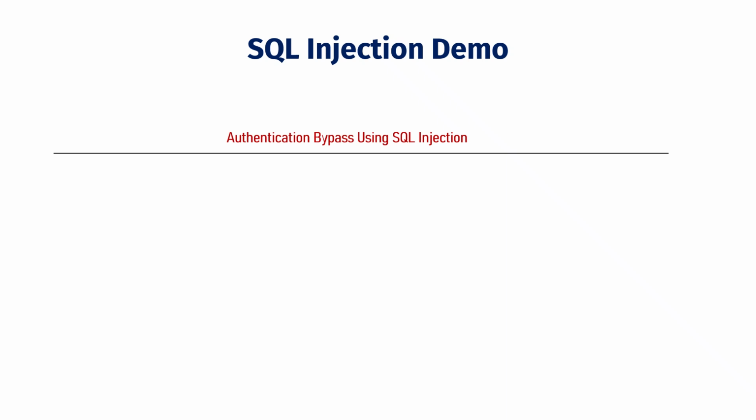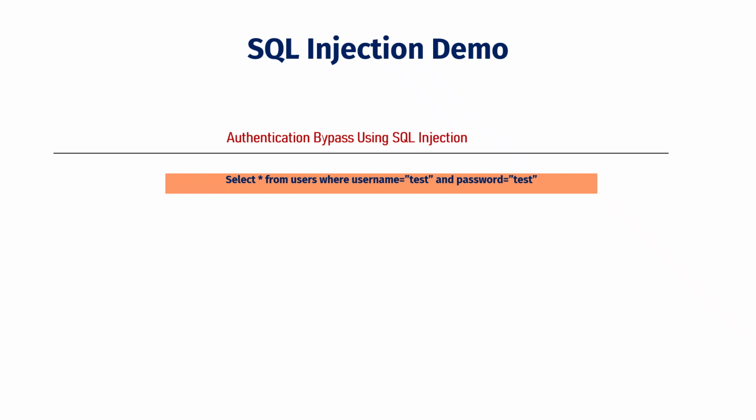Say for example, if you supply test as a username and test as password to these fields, I can imagine a query being created in the application layer as below, which says select star from users where username is equal to test and password is equal to test. By default, the application encloses text values within single or double quotes. Now, users in the above query represents the table name in the database, and username and password are column names, and the asterisk that you see here is a wildcard character.